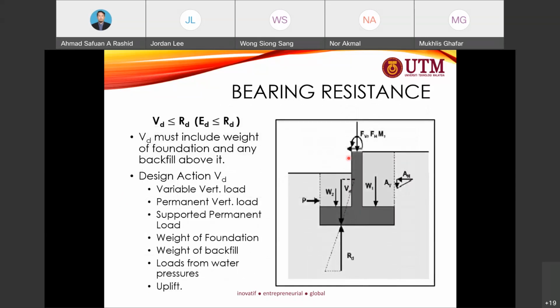So the bearing resistance. BD must include the weight of the foundation and any backfill above it. Design action BD: variable vertical loads, permanent vertical load, supported permanent load, weight of foundation, weight of backfill. So this is to calculate the bearing resistance.